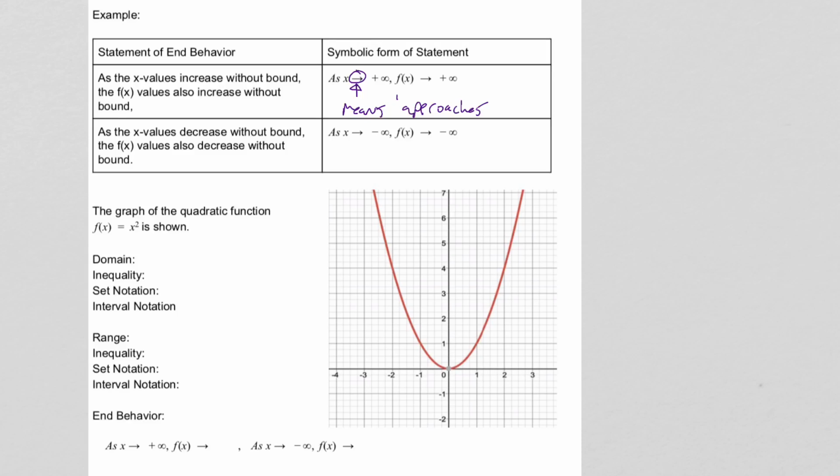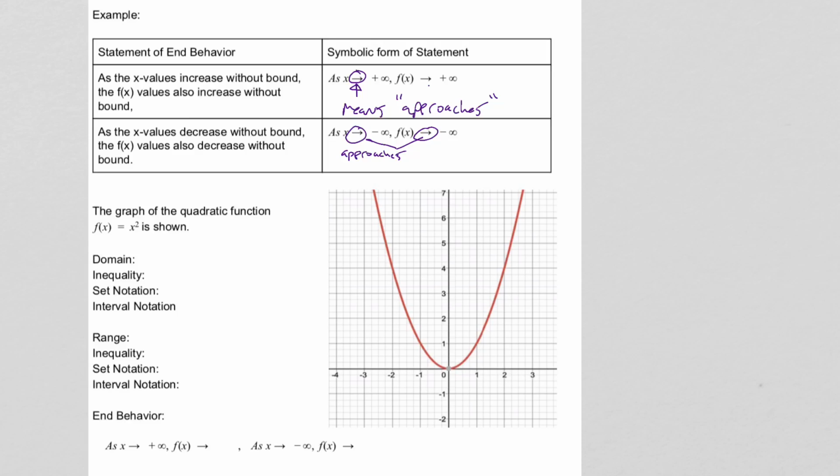So the arrow means approaches. So as x, basically as x approaches positive infinity, the f of x values approach positive infinity. And the converse of that, as x decreases without bound, so basically as x approaches negative infinity, f of x approaches negative infinity. So that's how that's read. And so let's take a look at this example.